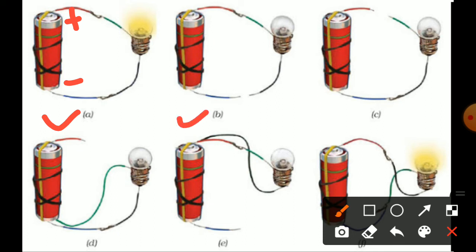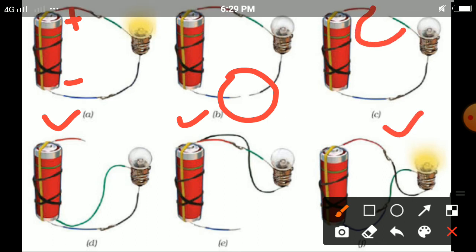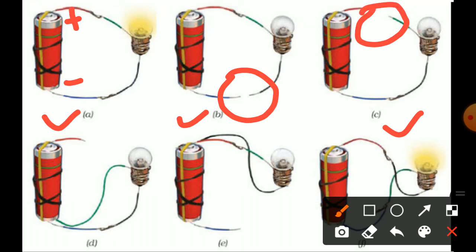In arrangement B, the bulb is not glowing because here the wire is broken, meaning the circuit is broken here. That's why electric current will not flow and the bulb will not glow. In arrangement C again, the wires here are not properly connected. That's why the circuit is incomplete and the bulb will not glow.